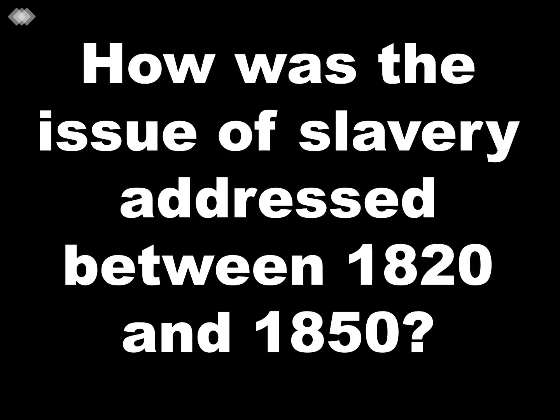How was the issue of slavery addressed between 1820 and 1850? With that question, we begin our next video lecture on the Compromise of 1850, the Fugitive Slave Law, the history of and the role of the abolitionist movement, particularly with the Underground Railroad, and shifting the narrative in this country towards greater and greater support towards ending slavery.